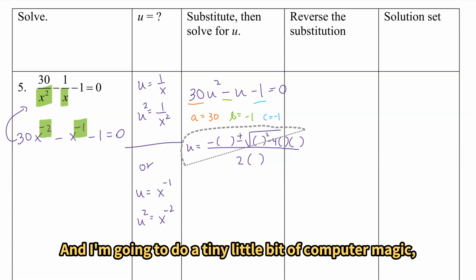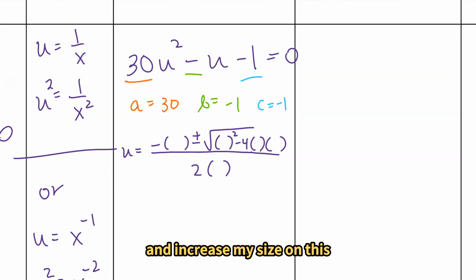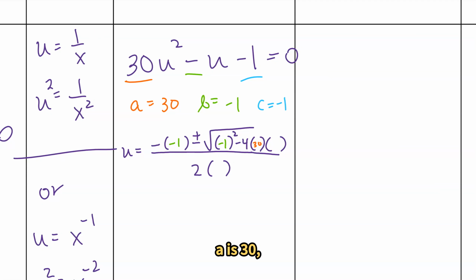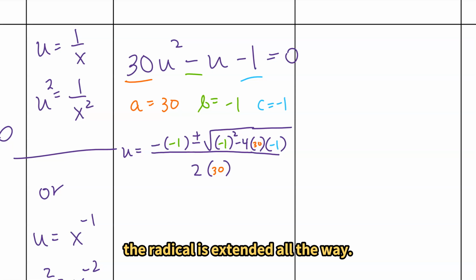And I'm going to increase my size on this so it's a little bit easier to see. And we can plug in our numbers. B is negative 1, so we'll plop the negative 1 in there. A is 30, and c is negative 1. And I'm going to make sure that that radical is extended all the way. And now we can start simplifying.